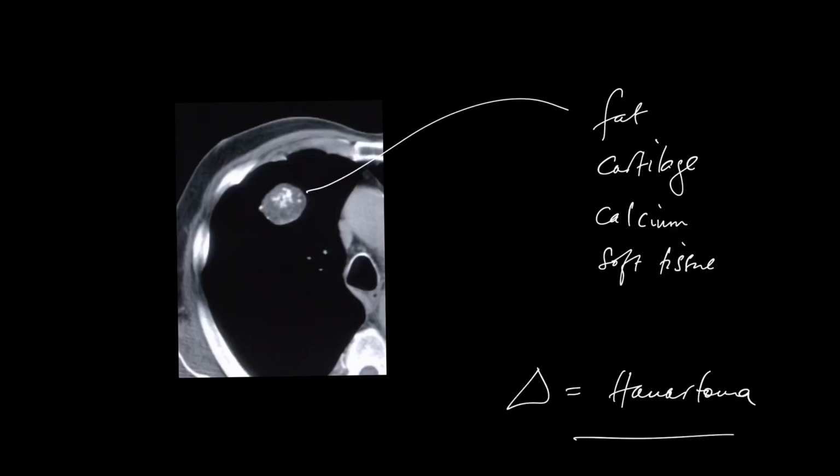Here's a different example in a patient who has got popcorn calcification, which is really quite evident. They also have low attenuation areas, which is due to fat. So fat, cartilage, calcium and soft tissue equals hamartoma.